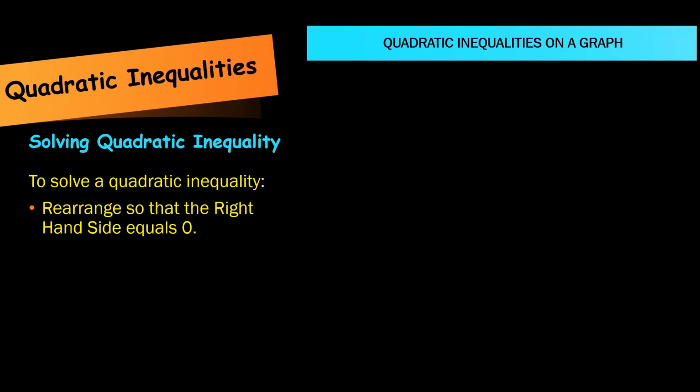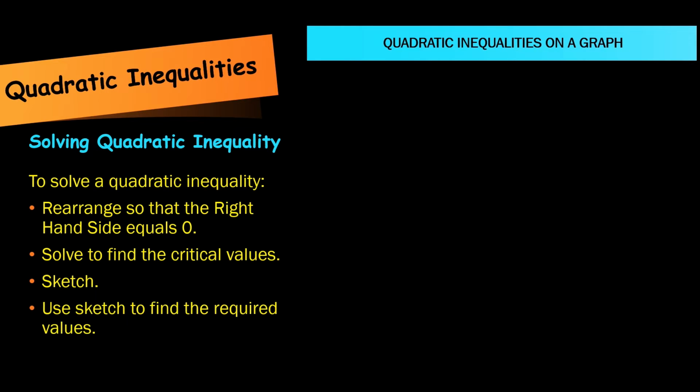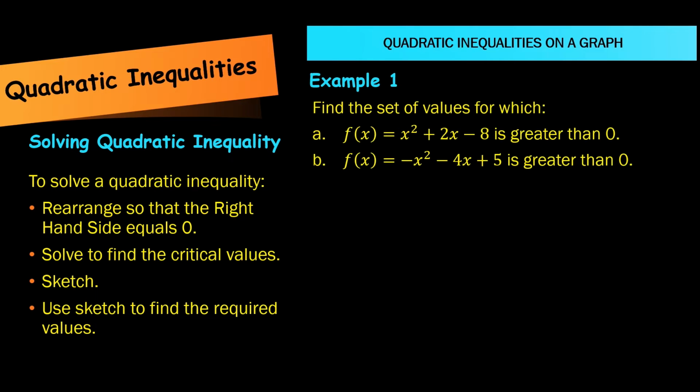We first rearrange the inequality so that the right-hand side equals 0. Then solve to find the critical values, sketch, and then use the sketch to find the required values. Let's take a look at an example. Pause the video and have a go. Press play when you're ready to view the solutions.